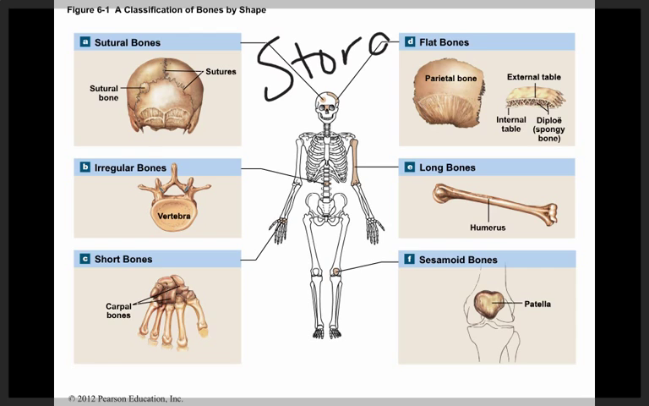Bones also provide storage of minerals and lipids. Calcium phosphate ions are stored in bone, and the yellow marrow in the medullary cavity of the bone stores fat cells for energy. Bones also produce blood and blood cells. Red blood cells, white blood cells, and other elements are produced in the red bone marrow.